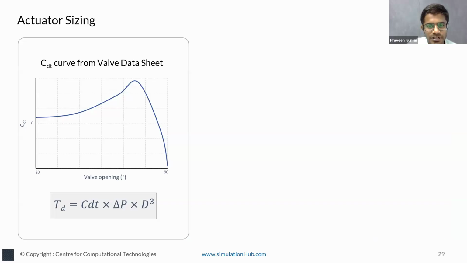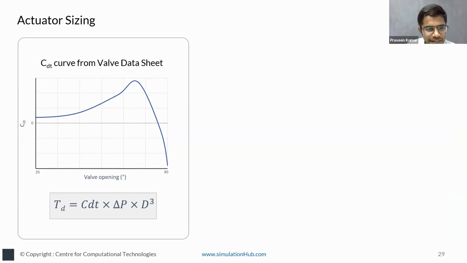Jumping on to the next topic: when we have the CDT curve, how is it used to do the actuator sizing? One disclaimer: actuator sizing is not the intent of this webinar, but I just wanted to extend the topic to cover a basic idea of how the CDT is used in actuator sizing and selection. We'll touch on the surface level, we'll not go in deep.